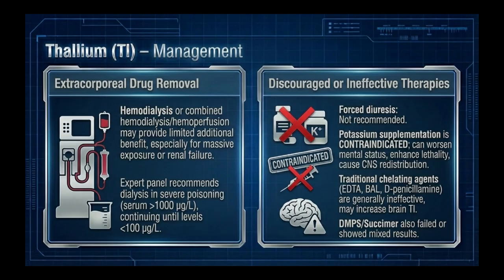Water-soluble analogs of dimercaprol, including dimercaptopropane sulfonic acid, have also failed to decrease tissue concentrations of thallium in animal models. Although succimer showed improved survival over controls in one animal study, this benefit came at the cost of increased thallium concentrations in the brain. Iron chelators such as deferoxamine and deferasirox are still considered too preliminary in their research to be recommended for clinical use.